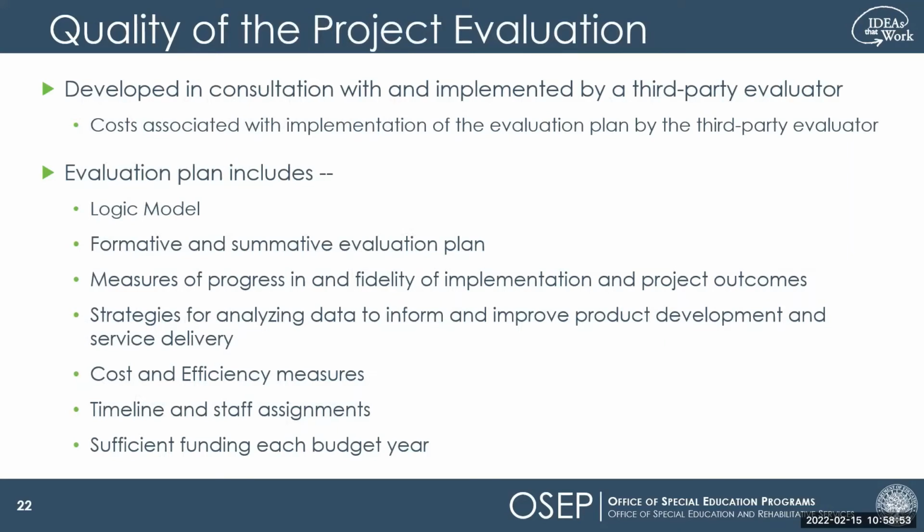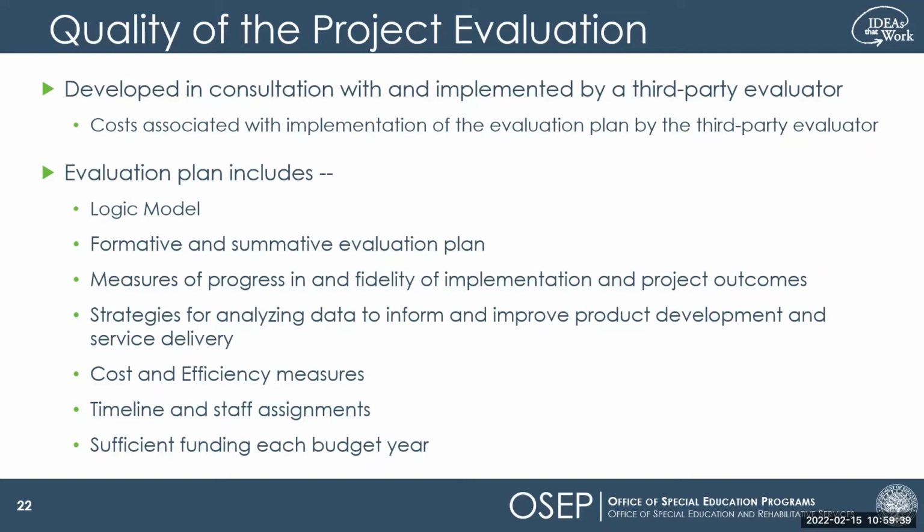On this slide, we'll cover information that applicants should include in the narrative section of the application under Quality of Project Evaluation. The project evaluation must be developed in consultation with and implemented by a third-party evaluator. The evaluation plan must include the logic model by which the proposed project will achieve its intended outcomes that depicts at a minimum the goals and how they will be measured, activities, outputs, and intended outcomes of the proposed project. Must describe a formative and summative evaluation plan, including important process and outcome evaluation questions.